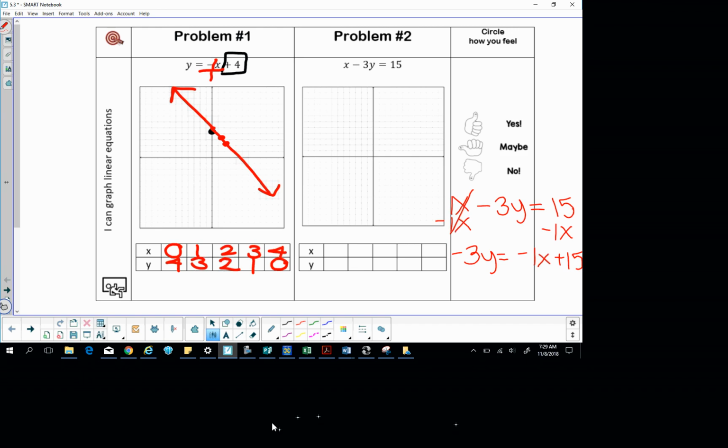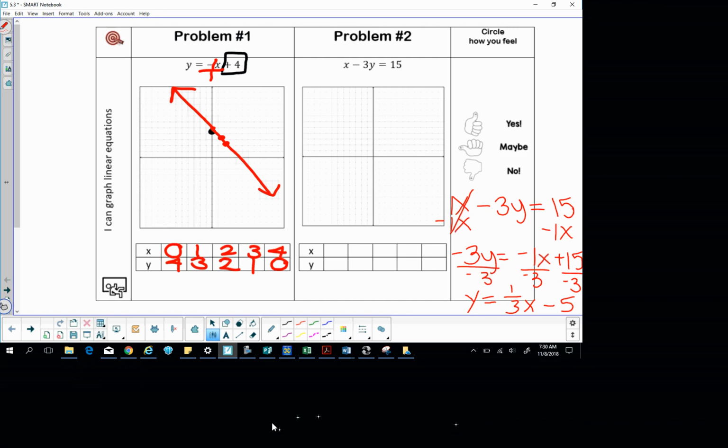A lot of people I still see combining unlike terms. Make sure we're not combining. Then to get rid of that negative 3, I have to divide all 3 terms by negative 3. When you do that, you end up getting y equals, what's a negative over a negative? Positive 1/3 x minus 5. So right here, I would plot negative 5 on my y-axis.